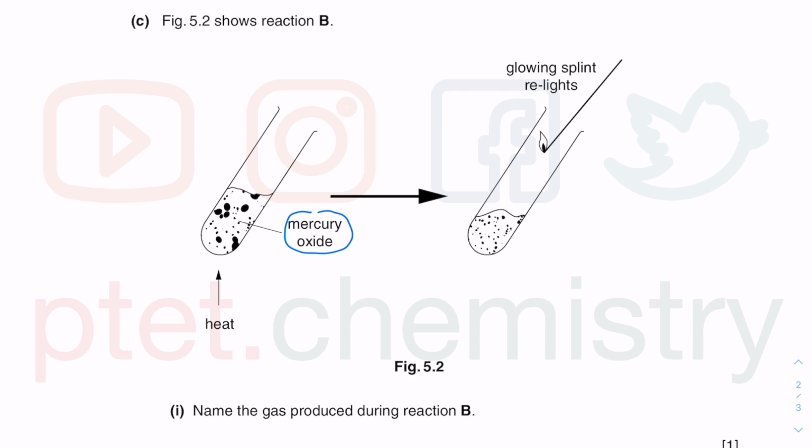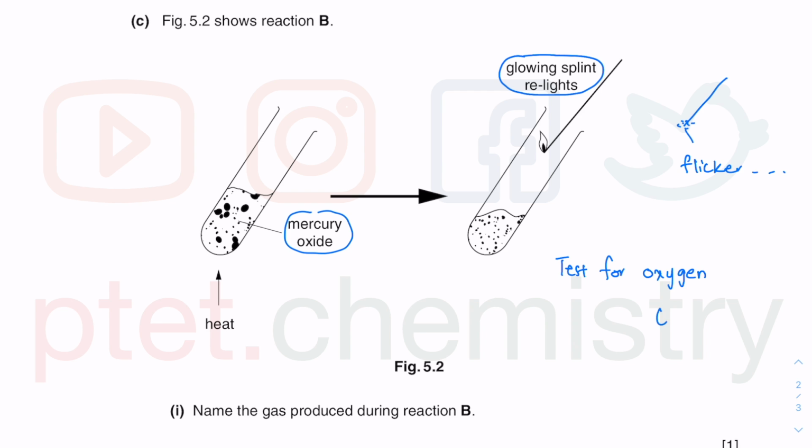And you have this thing where you test for it. After you heat the mercury oxide, the glowing splint relights. Remember that a glowing splint is without the flame. It's just the flicker, the remaining flicker, meaning it doesn't have the fire going. That is a glowing splint, but it relights. It gets back into active flame, active fire. So what is this? This is a test for oxygen gas.